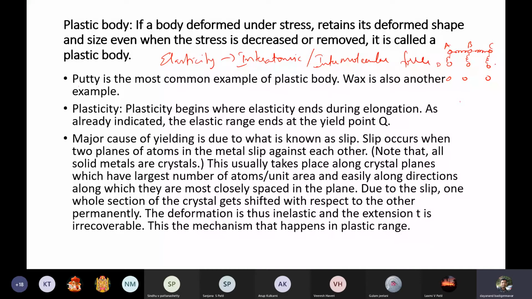So this interatomic force will make sure that when you apply a force and the body is deformed, when there is a change in position from A to A dash of the material, the interatomic force will bring the atom back to the original shape and size. Therefore this is a restoring force. The restoring force generated in the material due to the interatomic force is the cause for elasticity.